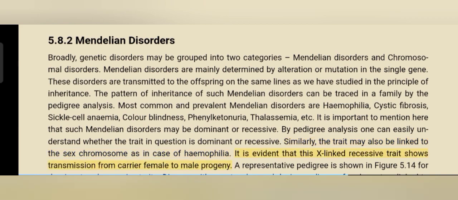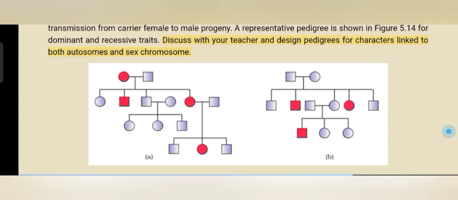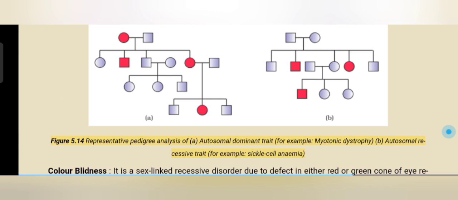It is evident that this X-linked recessive trait shows transmission from carrier female to male progeny. A representative pedigree is shown in Figure 5.14 for dominant and recessive traits. Discuss with your teacher and design pedigrees for characters linked to both autosomes and sex chromosome. Figure 5.14 Representative pedigree analysis of A. Autosomal dominant trait, for example, myotonic dystrophy. B. Autosomal recessive trait, for example, sickle cell anemia.